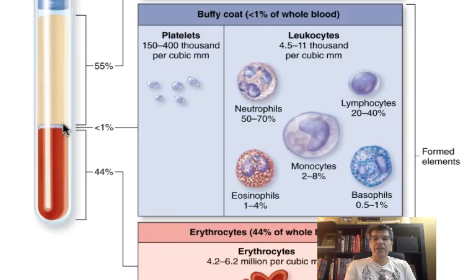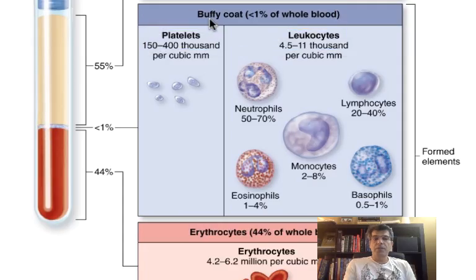Out of this 45%, as you can see, 44% is red blood cells. And then less than 1% of your formed elements would be your platelets and white blood cells. The platelets and white blood cells right here are called the buffy coat.